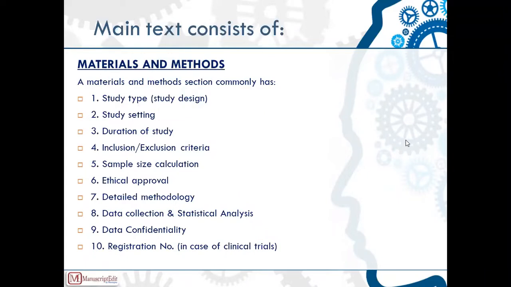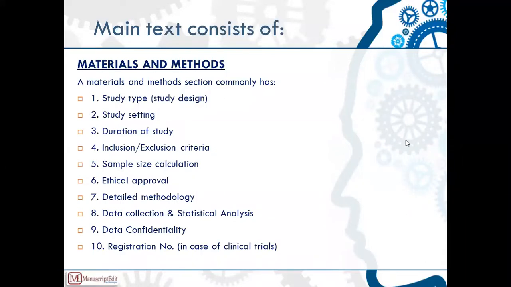The next one is ethical approval. Ethical approval is required if you are involving any human participant or using any animal model. So you need to obtain ethical approval from an ethical committee, along with the registration number. The next is detailed methodology, where you include all your kits, chemicals, animal models, etc. that you have used for your study.